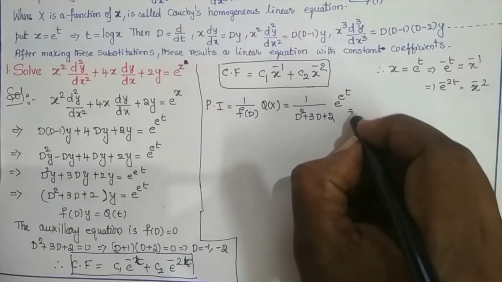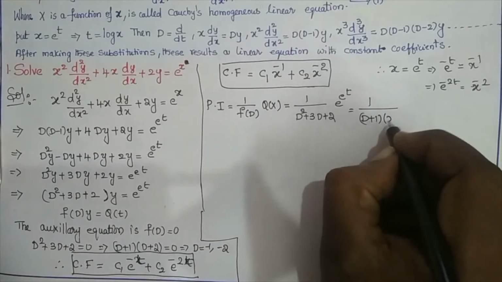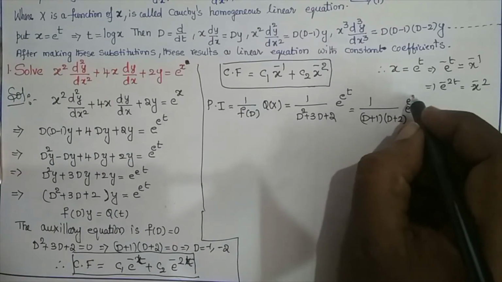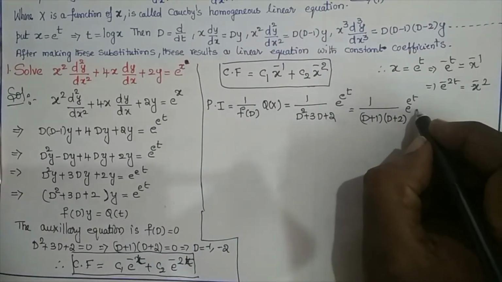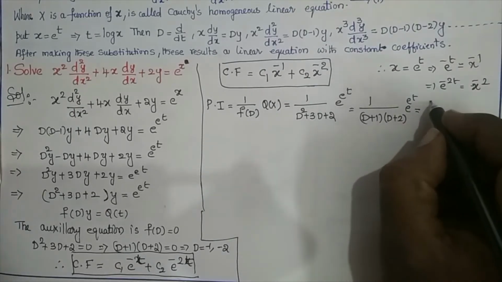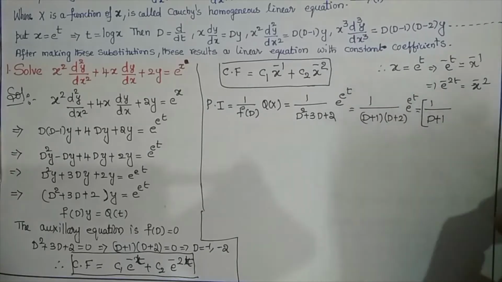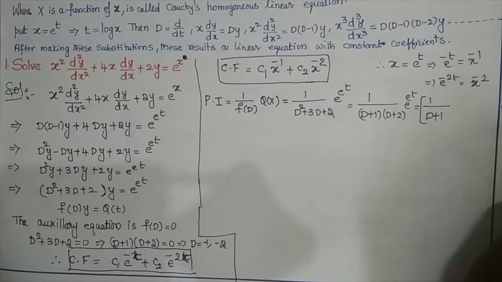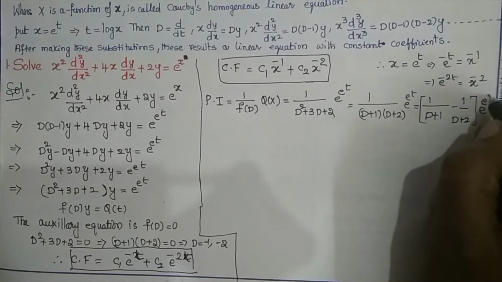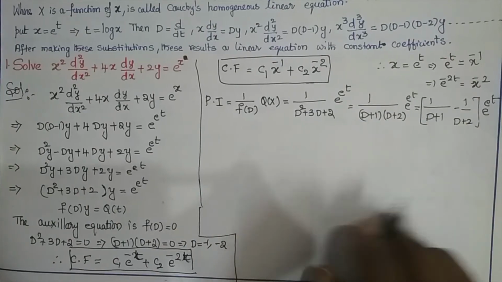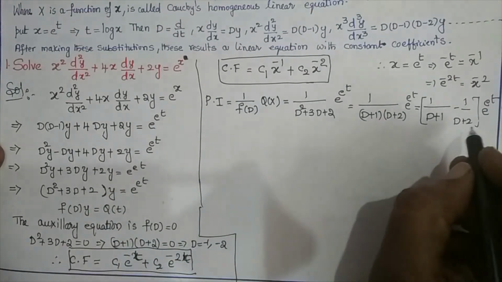So it can be written as 1 by (D+1)(D+2) e^t. Also we have taken partial fractions: 1 by D+1 minus 1 by D+2, e^t. Again it will come. You can modify this one, it will come. So let us take it as two parts.